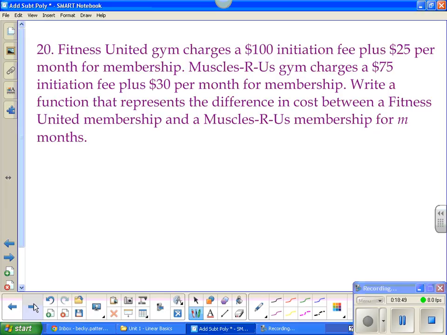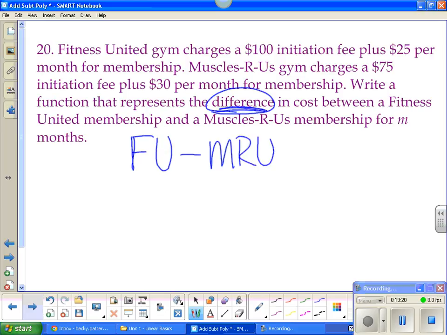Fitness United Gym charges a $100 initiation fee plus $25 per month for membership. Muscles R Us Gym charges $75 initiation fee plus $30 per month for membership. Write a function that represents the difference in the cost between the Fitness United membership and the Muscles R Us membership. So I want the Fitness United minus Muscles R Us. Difference means minus. So I need to set up an equation for Fitness United, and I need to set up an equation for Muscles R Us.